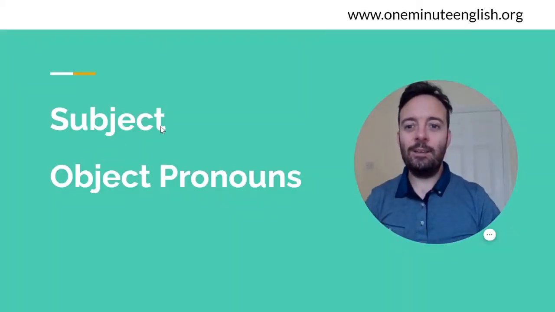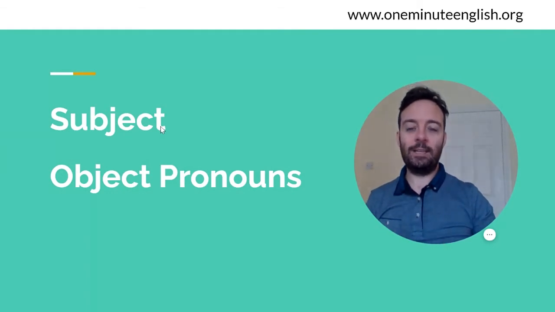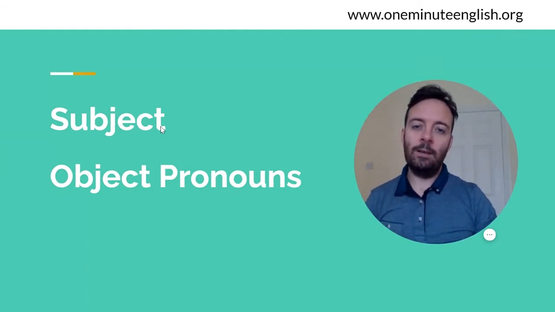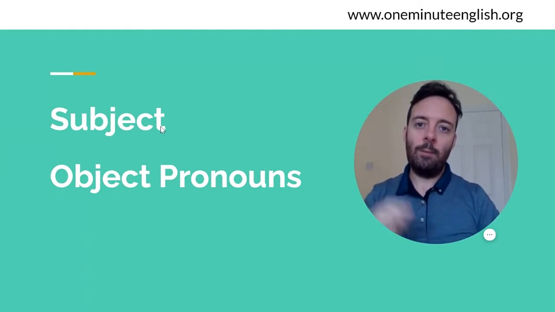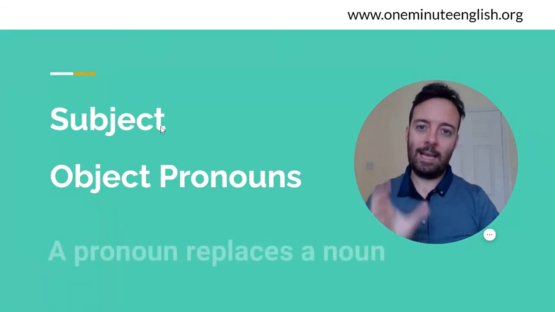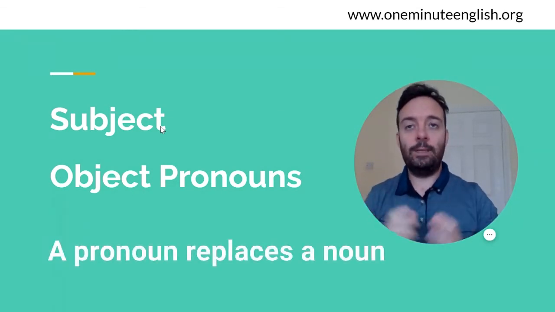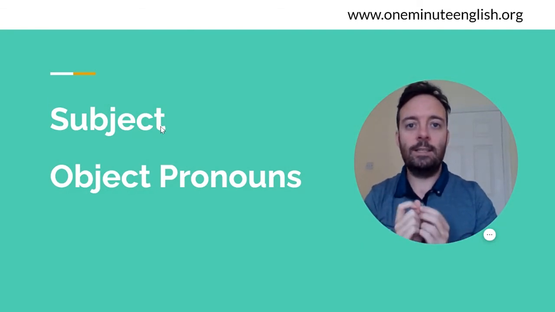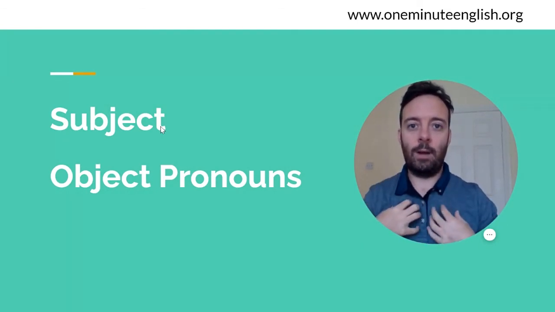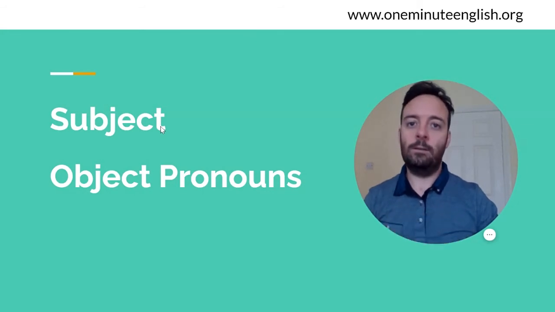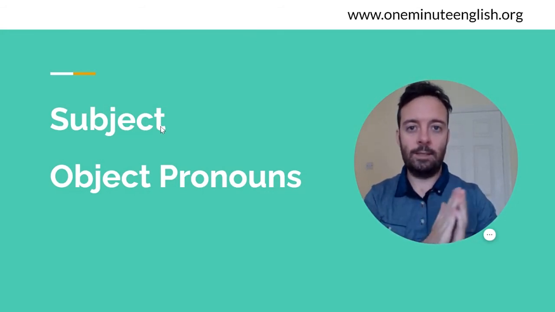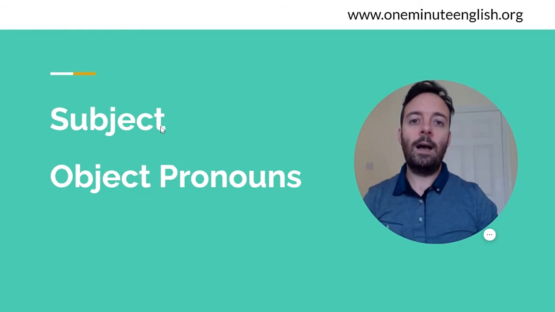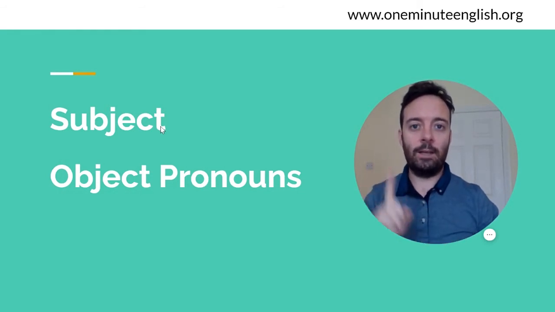Okay, today we're going to learn about subject and object pronouns. Okay, what is a pronoun? A pronoun replaces a noun, right? A noun is a person, a place, or a thing. Okay, so let's think about a person, right? My name is Connor. Okay, that's a noun. Connor is a noun because it's a name. And we can replace this with I.